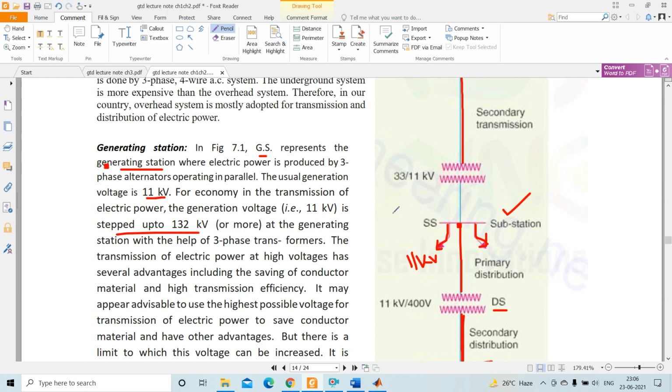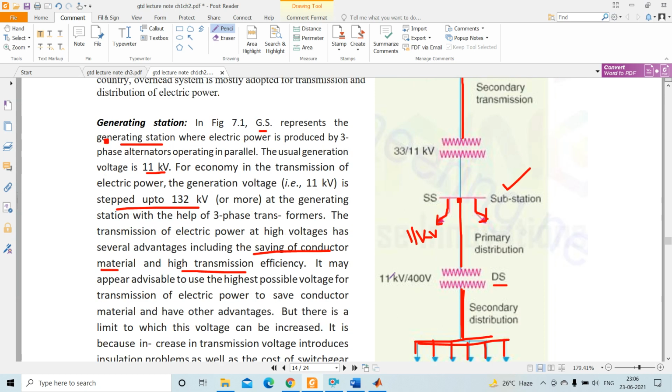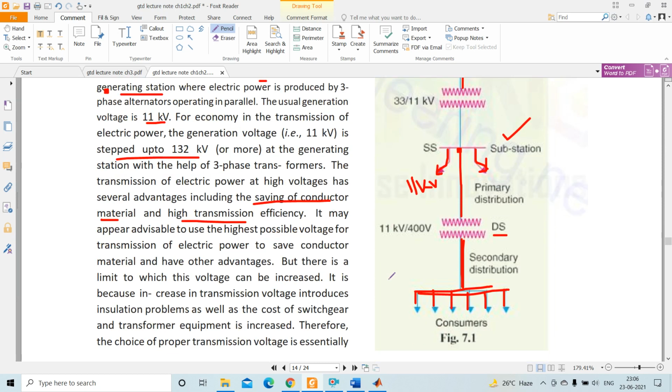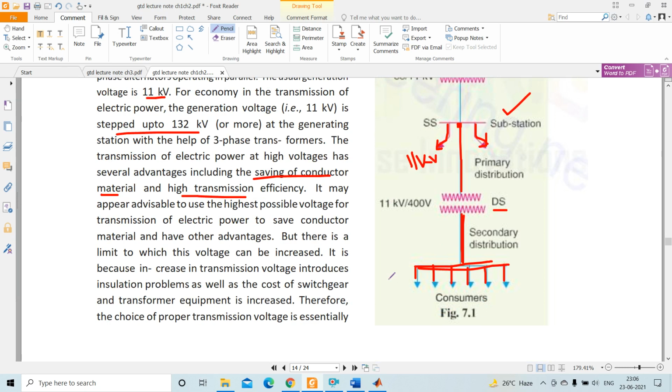The transmission of electric power at high voltage has several advantages, including saving of conductor material, high transmission efficiency, and lower transmission losses. So it may appear advisable to use the highest possible voltage for transmission of electric power to save conductor material and have other advantages, but there is a limit to which this voltage can be increased.